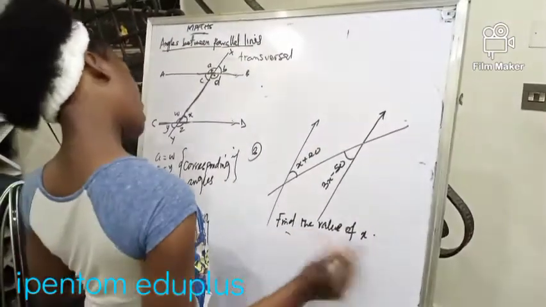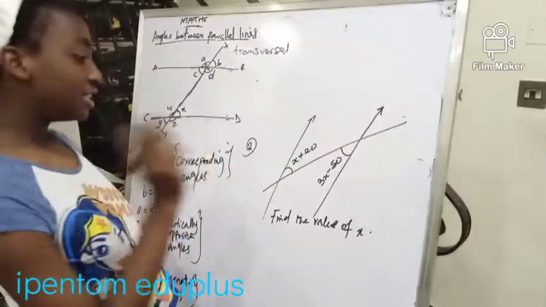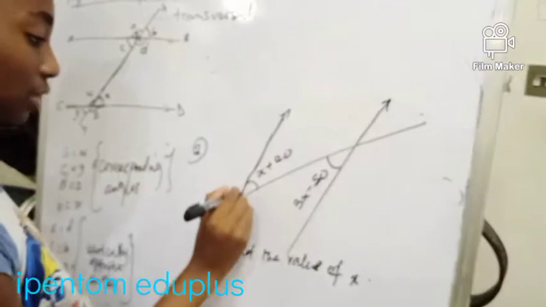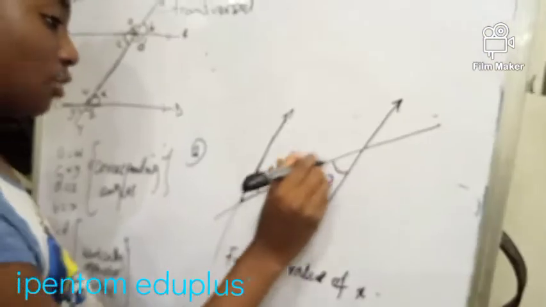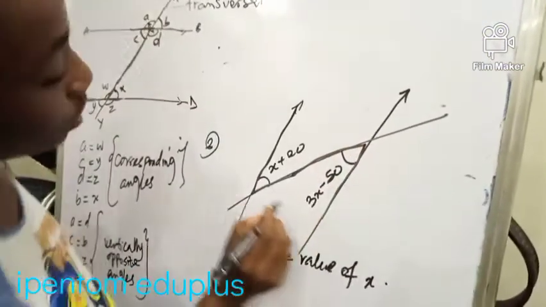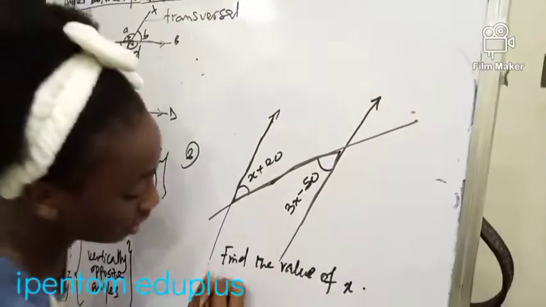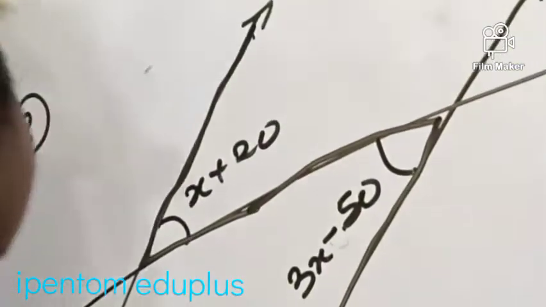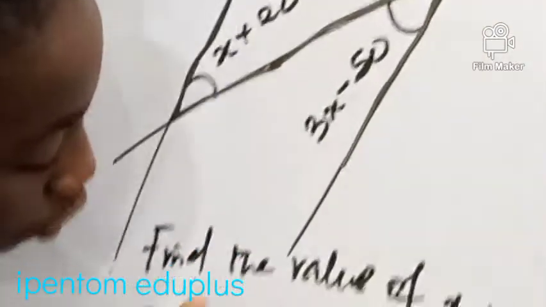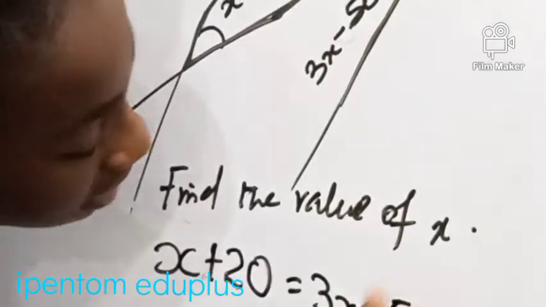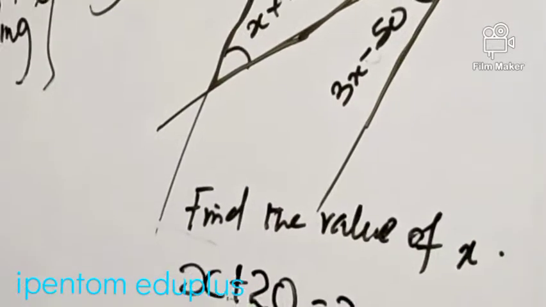The question is to find the value of x in this equation. So these angles are alternate angles, because alternate angles are angles that form a Z. And if you look at it this way, it forms a Z like this. And alternate angles are also equal to each other. So it will be x plus 20 is equal to 3x minus 50. So this is the equation we're working with.